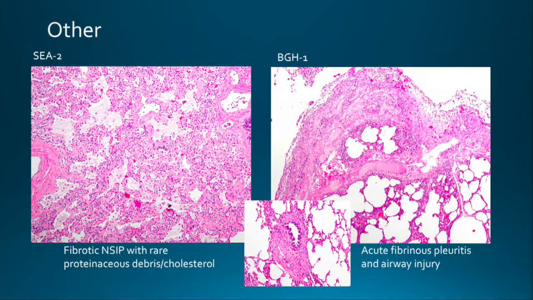And then on the right, you're seeing a case of acute fibrinous pleuritis, as well as airway injury, which you're seeing in the middle. And again, these are very common manifestations that we saw in almost all the patients. Again, though, that wasn't the primary disease process.